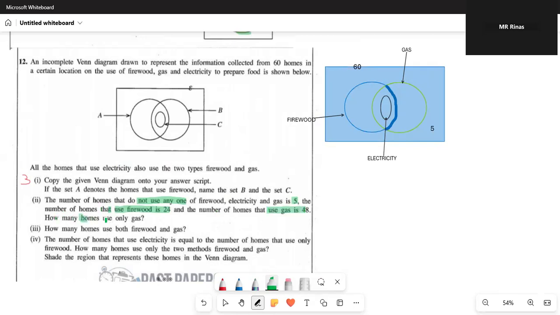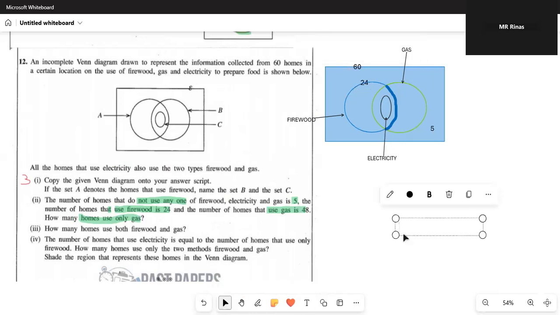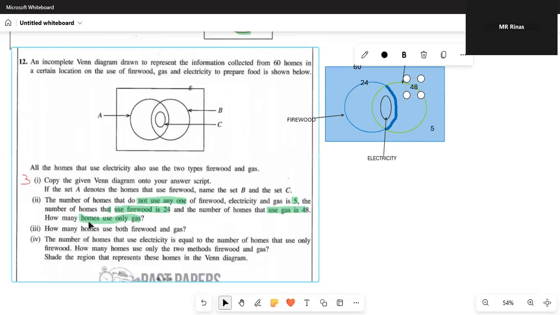Okay, so first, firewood is 24. So how many people use the firewood is 24. The people who use gas is 48. So it will be like here. Okay. Then you have to find how many homes use only gas, means this portion, right?